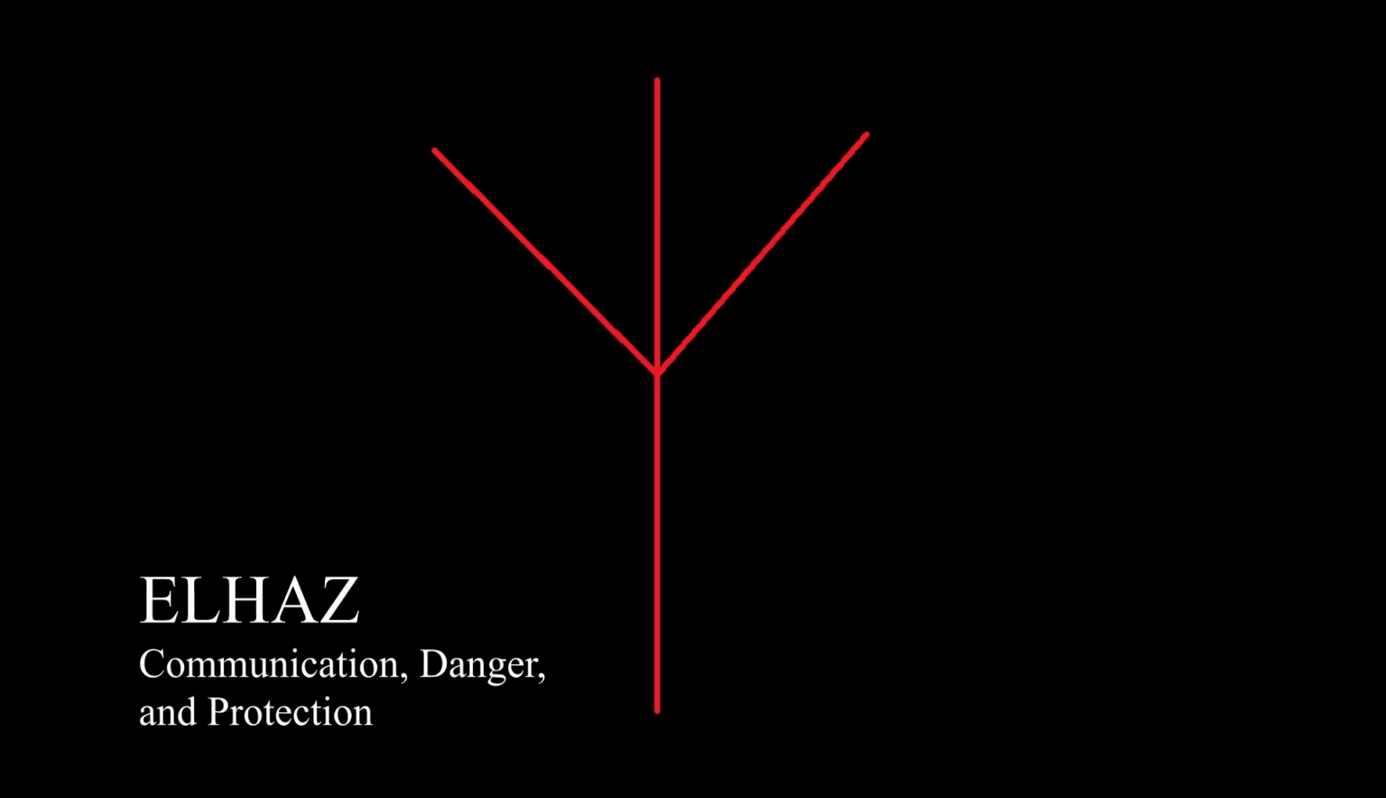The next rune is Elhaz, the Z rune. The key words for this rune are communication, danger, and protection. This rune is also sometimes referred to as Algiz, so you may see this rune listed under that name as well. Be aware of that when you're doing your research.